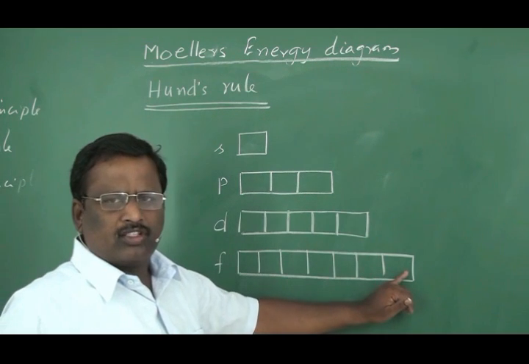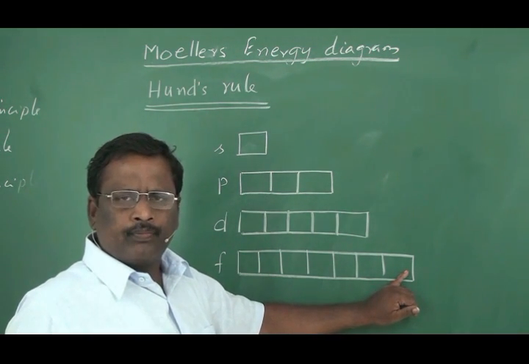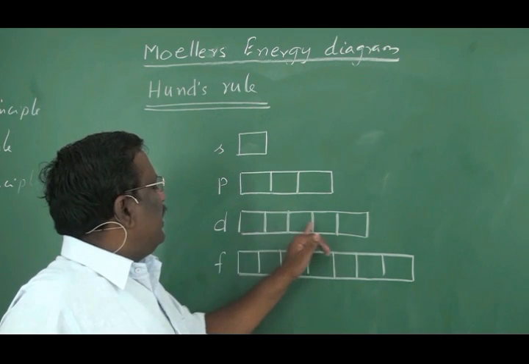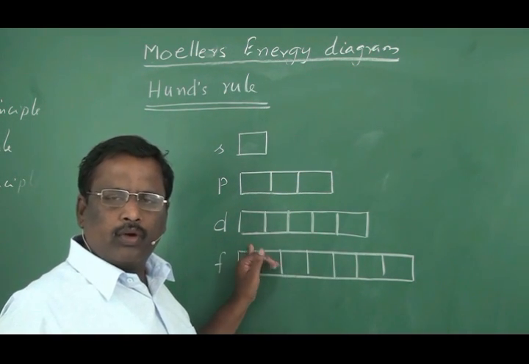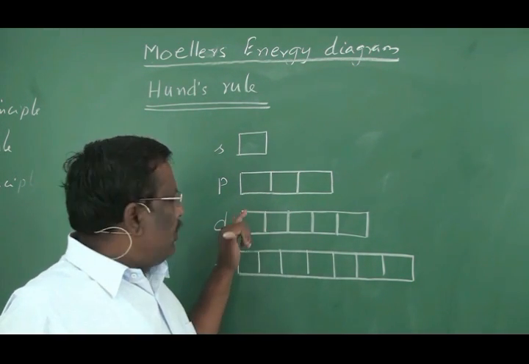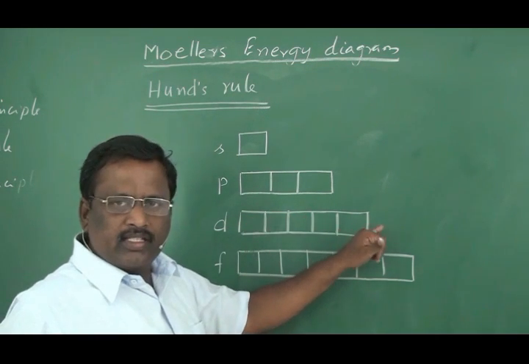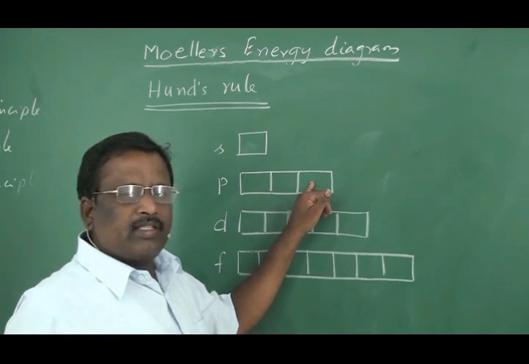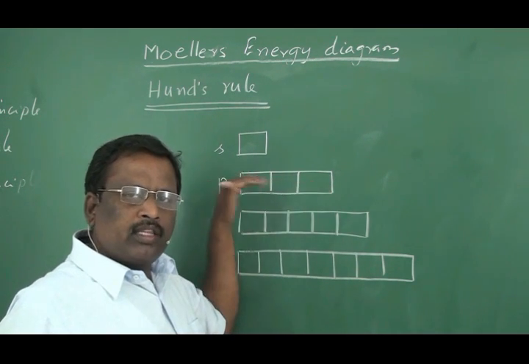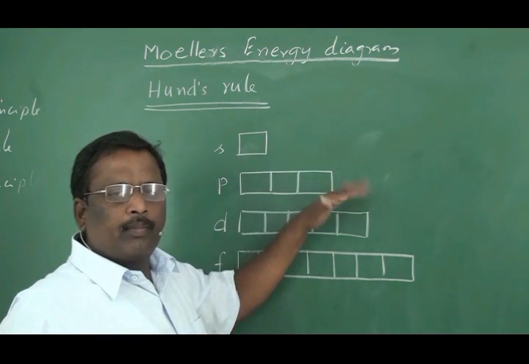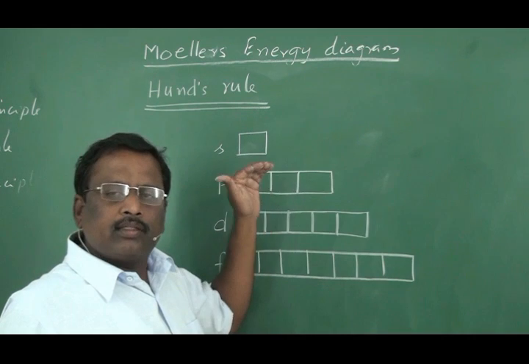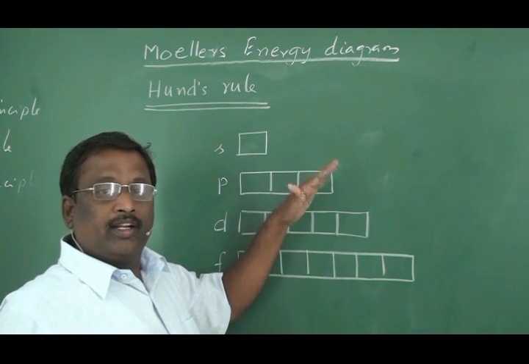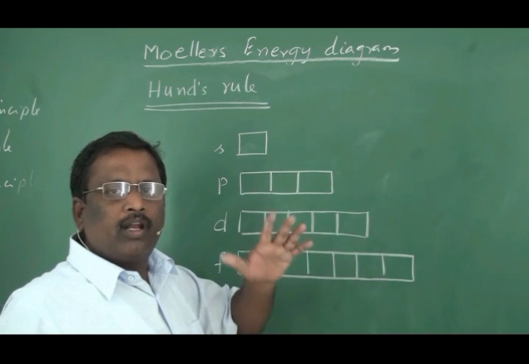All 7 f orbitals, whether it is 4f or 5f, will have the same energy. All 5 d orbitals, it may be 3d, 4d, 5d or so on, have the same energy. All p orbitals will have the same energy. That means all 3 of the 2p orbitals, all 3 of the 3p orbitals, all 3 of the 4p orbitals. It doesn't mean that 2p and 3p will have the same energy.